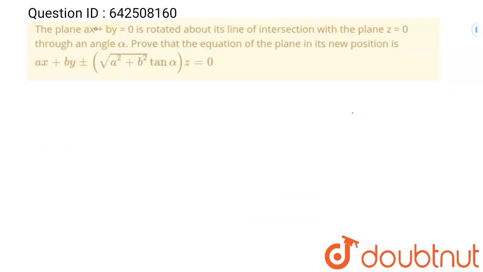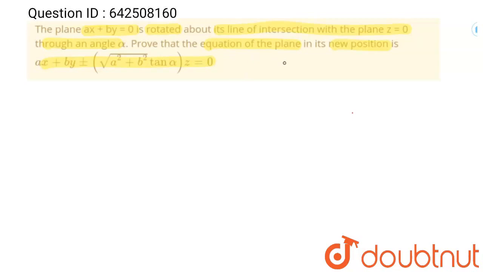Hello students, question is: the plane ax plus by equals 0 is rotated about its line of intersection with the plane z equals 0 through an angle alpha. Prove that the equation of the plane in its new position is this one. So let's prove this problem.